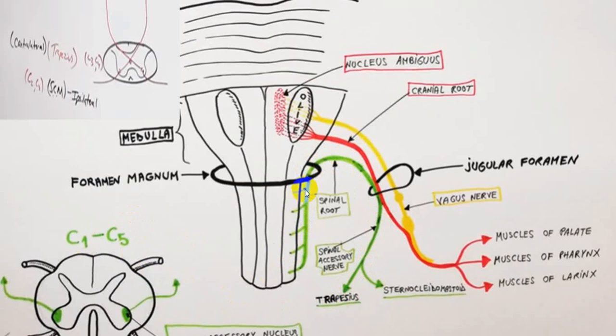So if you get damage in the upper part of this, this spinal root portion will be affected. Or if you get damage at the level of foramen magnum, or in the jugular foramen, both portions will be affected. That is, cranial root portion and spinal root portion, both will be affected. Because in the jugular foramen, you have the 9th, 10th and 11th cranial nerves. All 3 cranial nerves are coming out through the jugular foramen, and you have the internal jugular vein which is coming out.